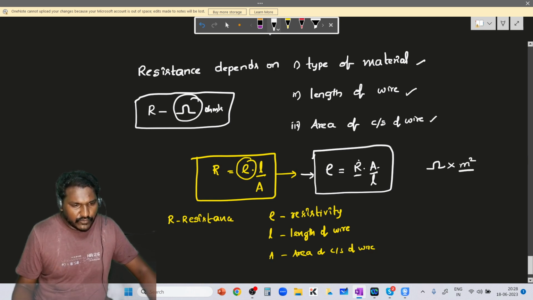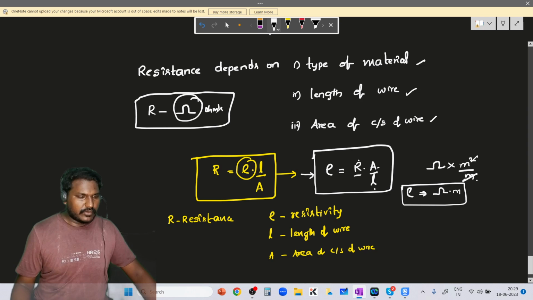Okay, and what will be the unit of length? Length will be meters. So meter square by length in meters. Now meter square by meter, we can cancel this meter with one of the square, right? Yeah. So then it will be ohm meter, and that is the unit of resistivity. Ohm meter.